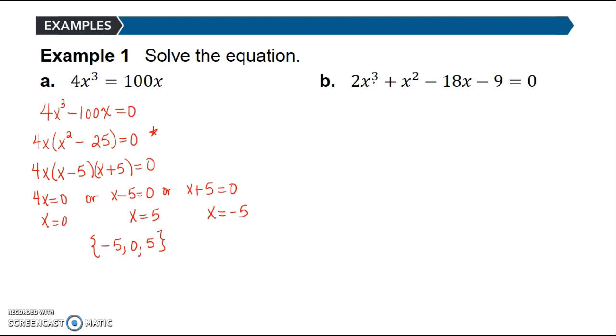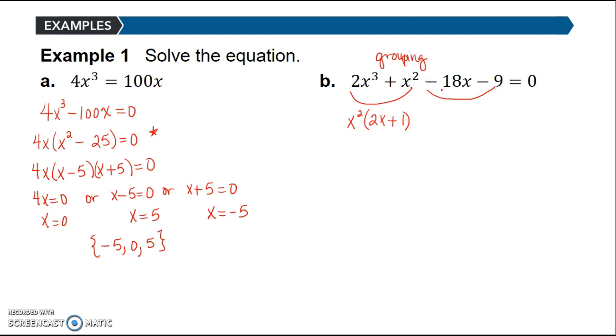Part B is 2x cubed plus x squared minus 18x minus 9 equals 0. This is a polynomial of degree 3, so we would expect 3 solutions. We have 4 terms, so we're going to use factoring by grouping to get these equations solved. We're going to group together the first 2 and the last 2. So between 2x cubed and x squared, there's an x squared in common. Dividing out, we are left with 2x plus 1.